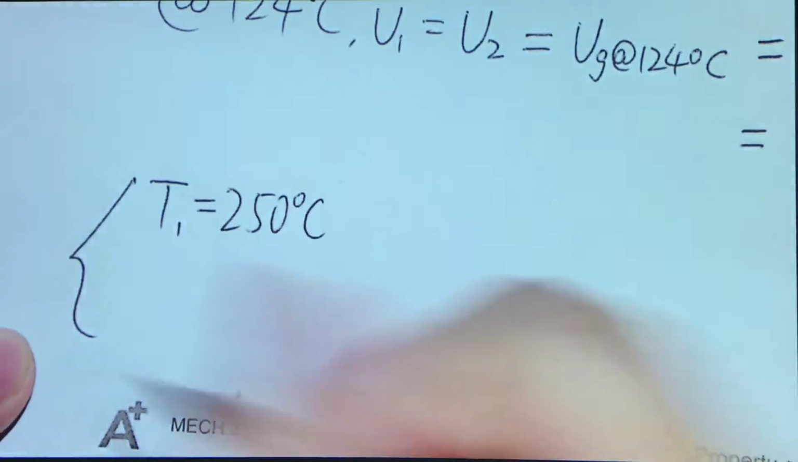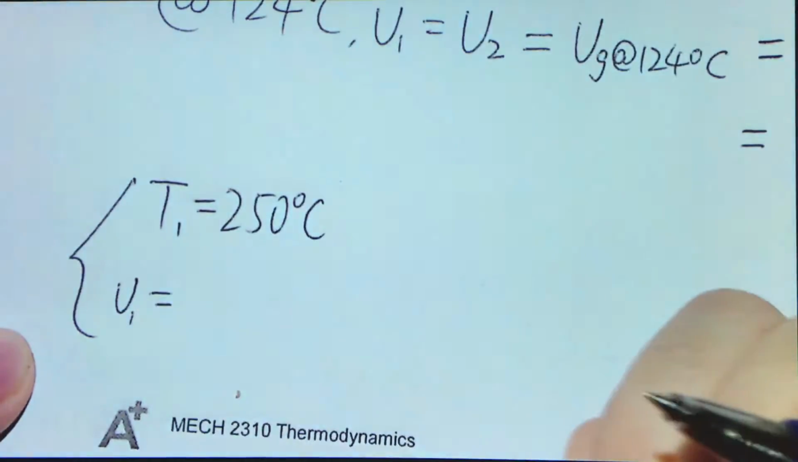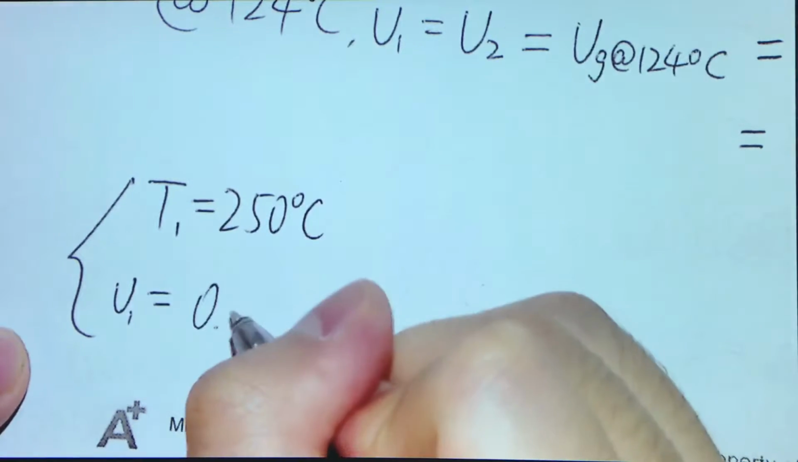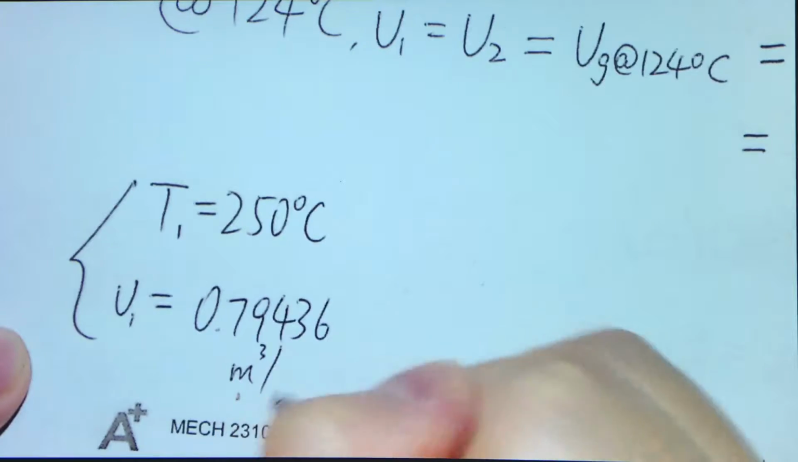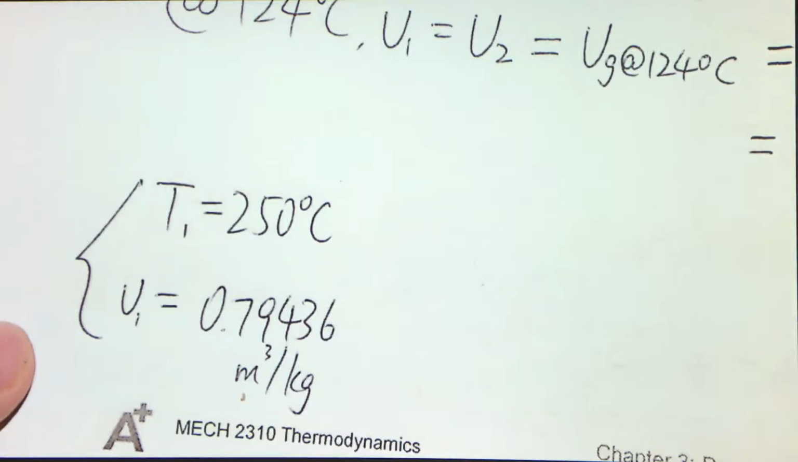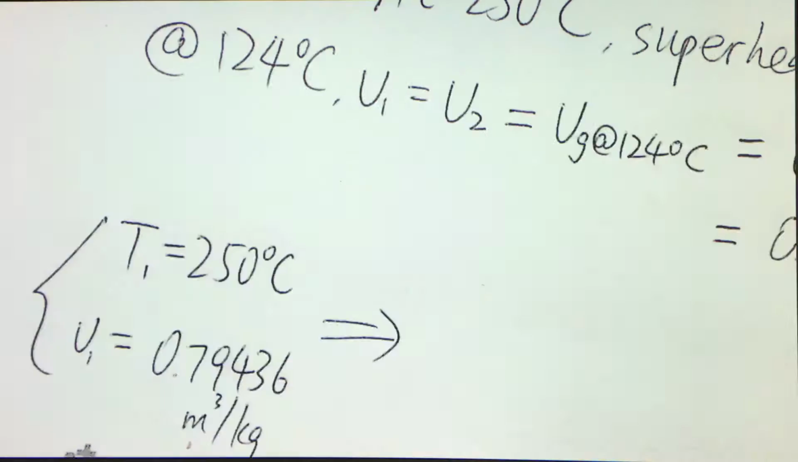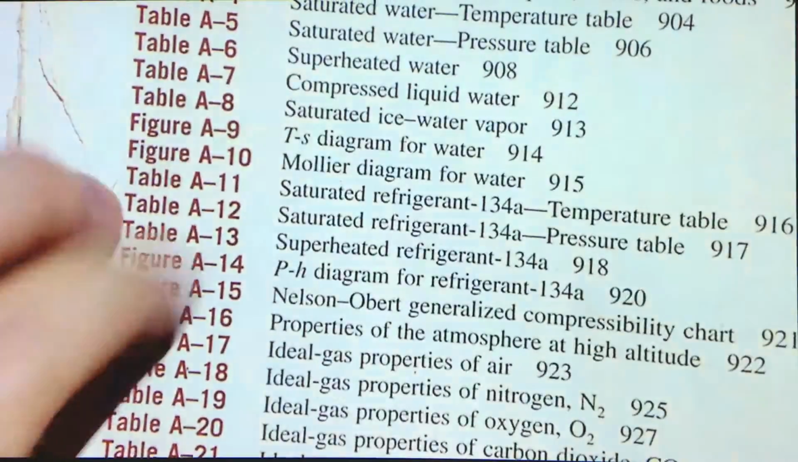T1 is equal to 250 degrees C, and the specific volume will be 0.79436 meter cube per kg. As a result, we can find the pressure. We will go to the superheated water table.